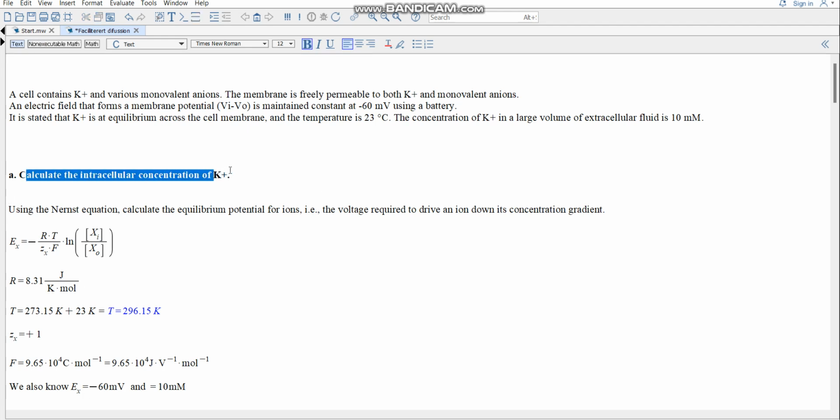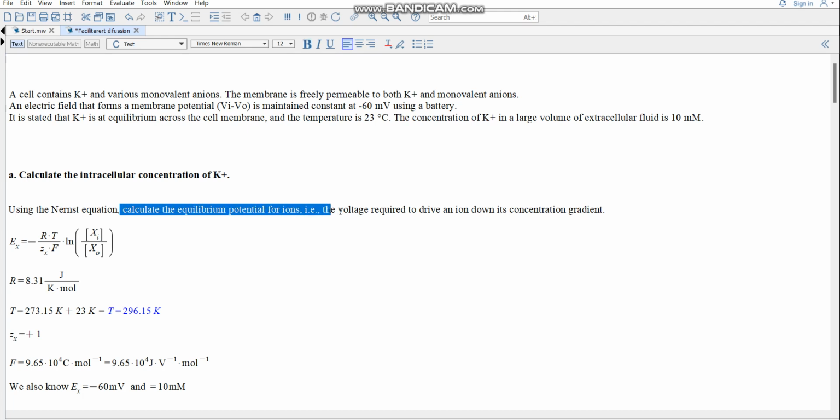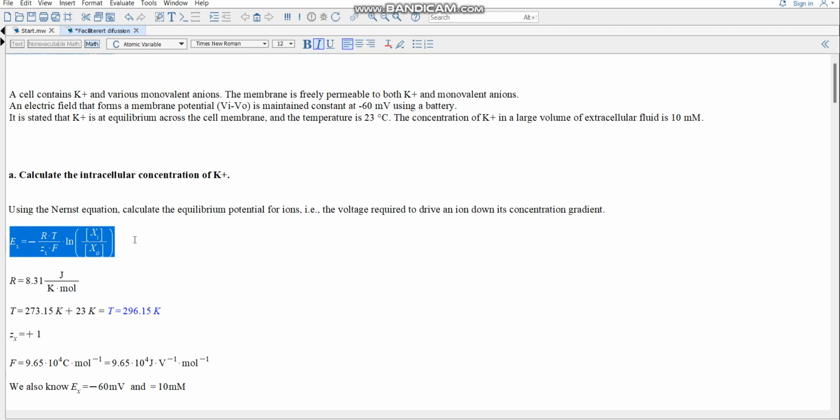So here they ask us to calculate the intracellular concentration of K plus, and we can utilize the Nernst equation to calculate the equilibrium potential for ions. So the voltage required to drive an ion down its concentration gradient. Okay? So the equilibrium potential, or the Nernst potential, is given right here for charged substance X, which is K plus in this context of potassium. And we simply need to put our values in and solve for Xi. So this is the concentration of K plus inside the cell.